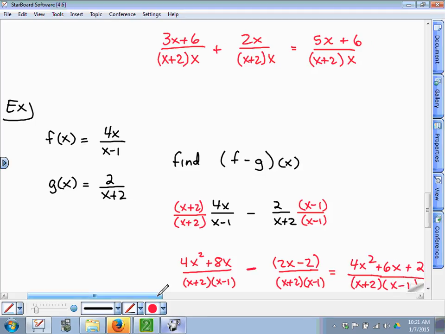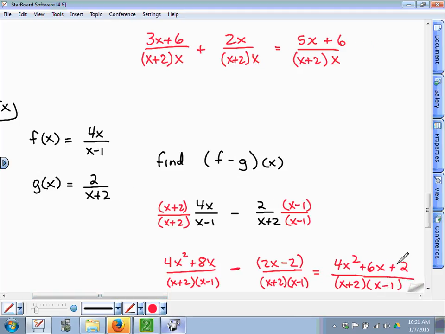I did see quite a few of you right here have the wrong constant. It's plus 2, not minus 2. Why is it plus 2? Yeah, exactly. You're subtracting this entire numerator. You're subtracting a negative 2. Subtract negative 2 is plus 2. So you get 4x squared plus 6x plus 2 all over (x plus 2)(x minus 1).